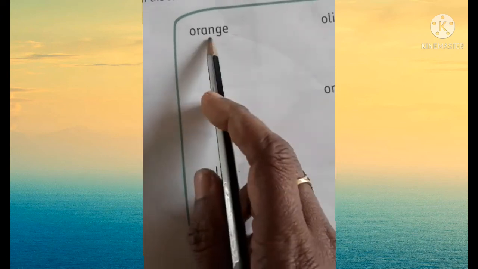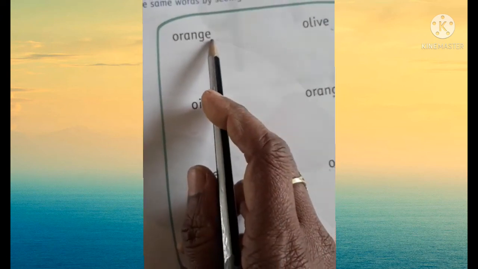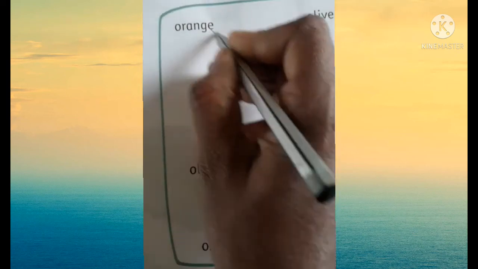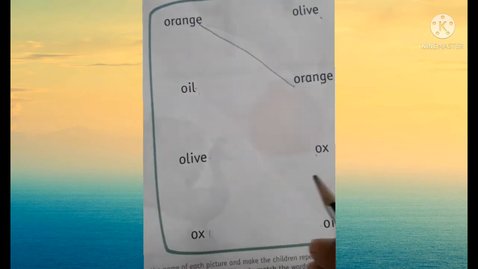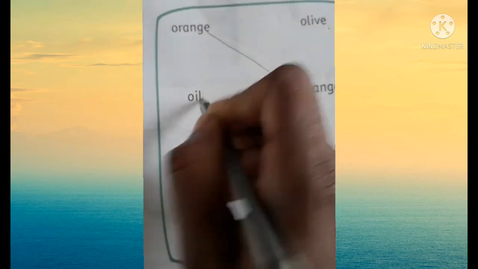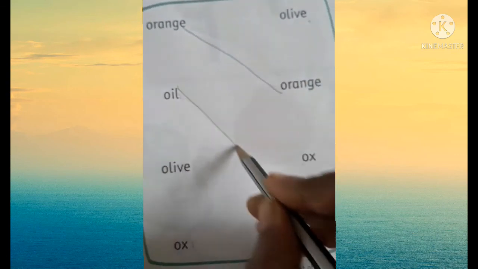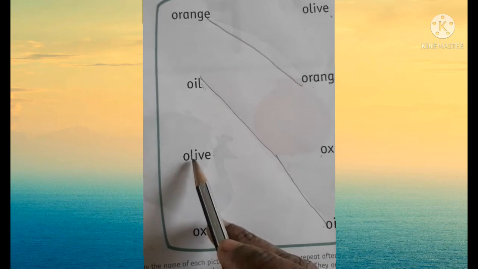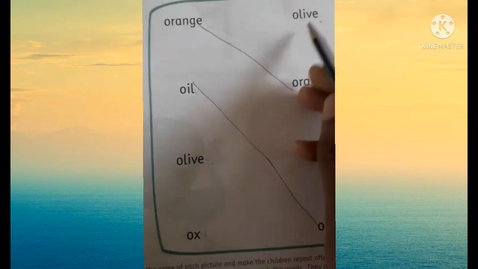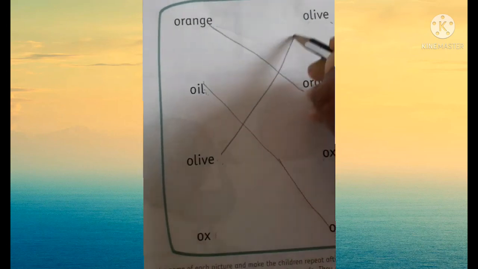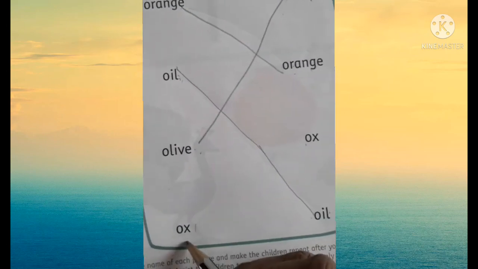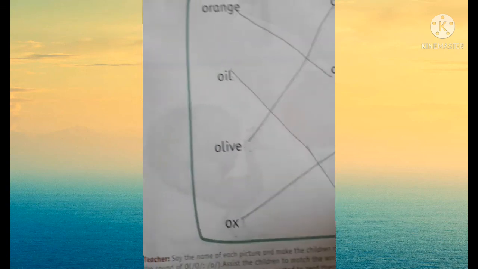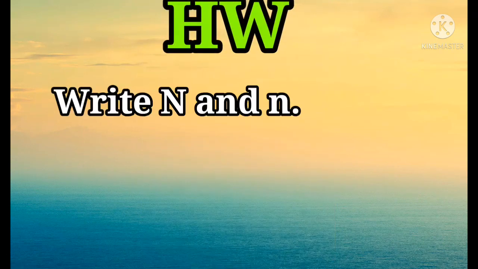Okay. Orange, orange, and where is the same word? Yes, here. So you have to trace orange, orange. Oil, oil. Olive, olive. Yes, here is the same word. Ox, ox. Yes, here is the same word. Understand, children? This is your homework.